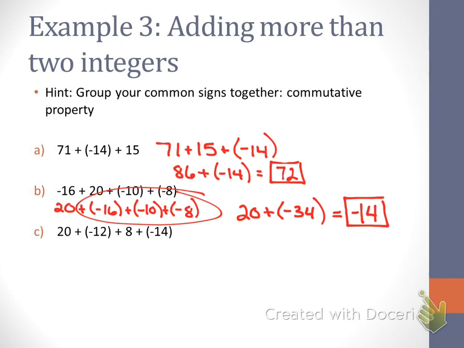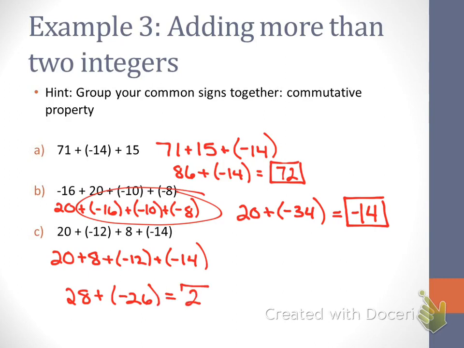Okay, so here we go, guys. Group your positives together, 20 plus 8 plus negative 12 plus negative 14. Group your positives and group your negatives. You get 28 plus negative 26. Different signs, subtract and take 2. Okay?